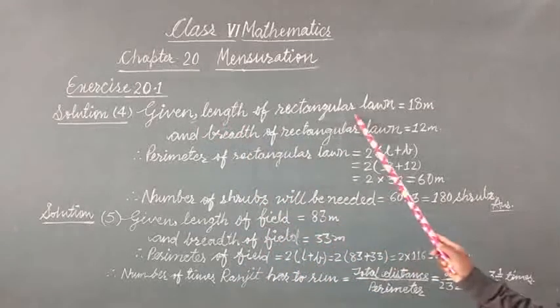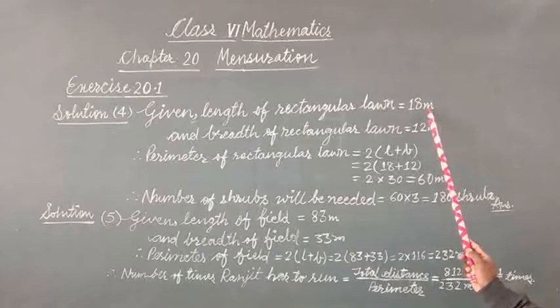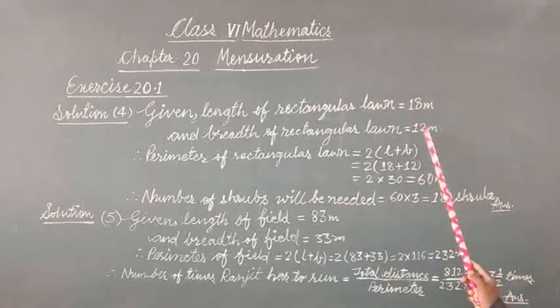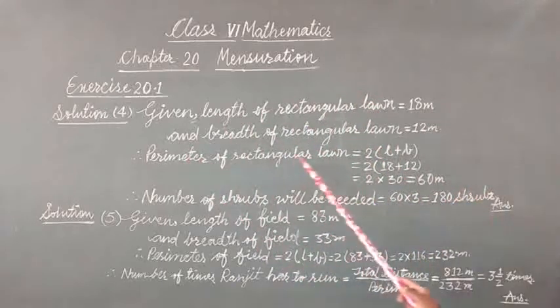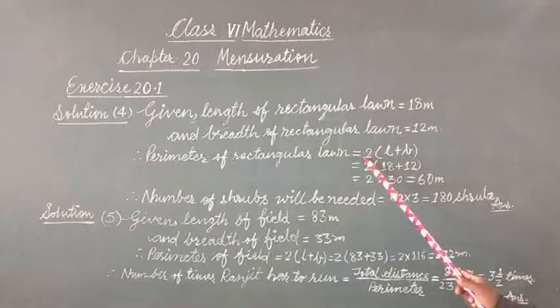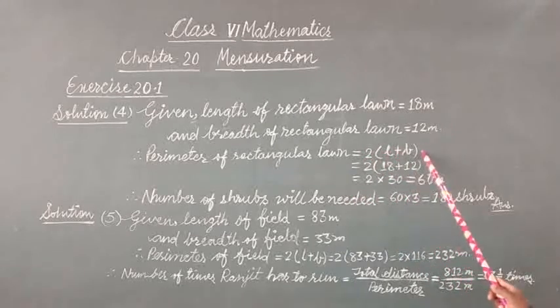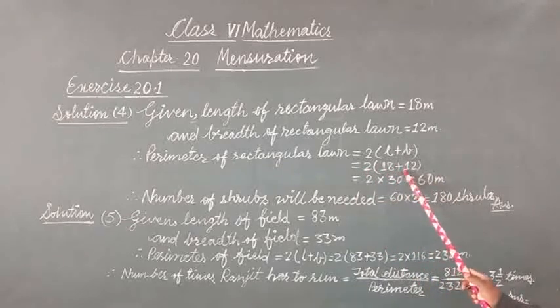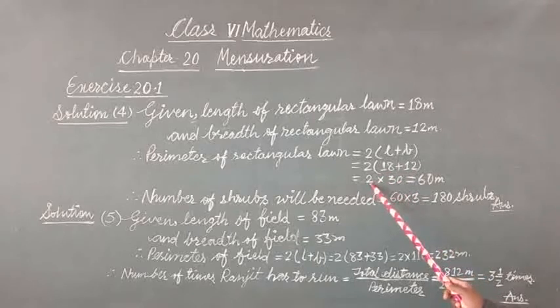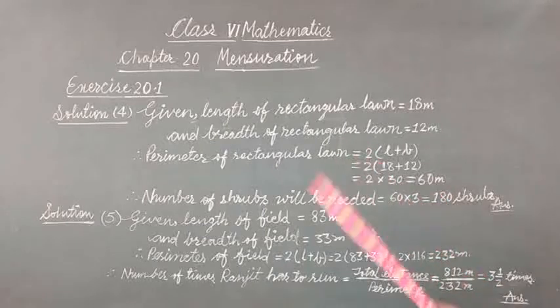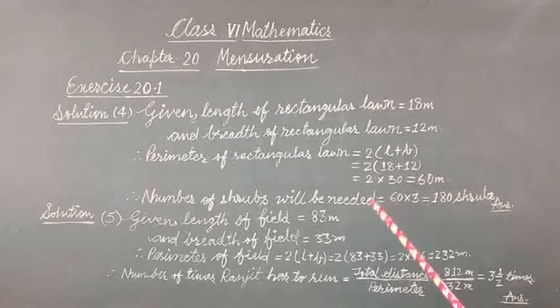Given length of rectangular lawn 18 meter and breadth of rectangular lawn 12 meter. Therefore, perimeter of rectangular lawn is equal to, as we know the formula, 2 multiplied by L plus B. So, 2 bracket 18 plus 12, which is equal to 2 into 30, that is 60 meter. We calculated here the perimeter of the rectangular lawn.